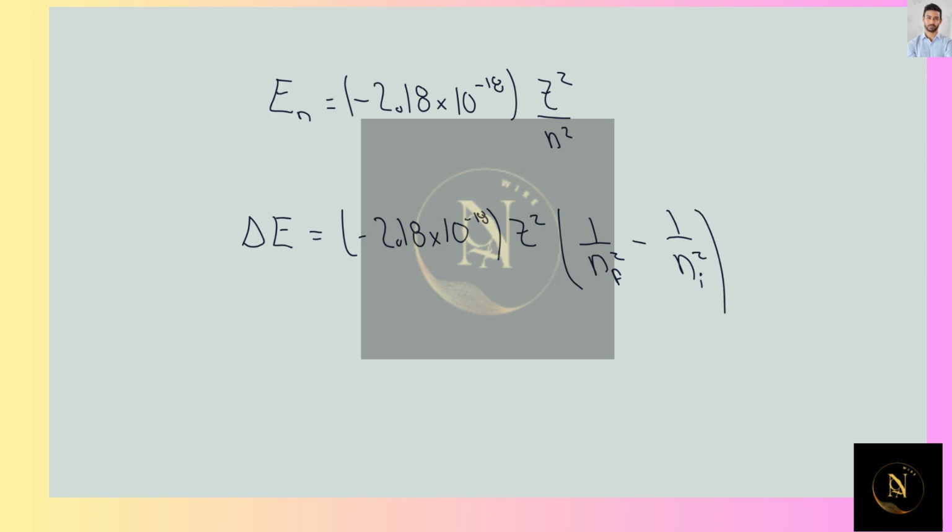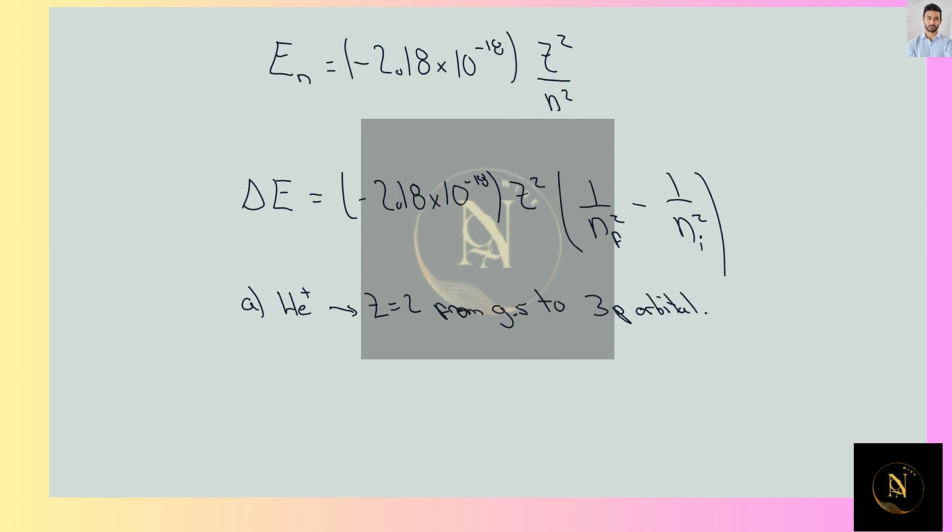So in your calculation for part A, we're told to calculate the energy required to excite helium plus, which has Z equal to 2, from the ground state to a 3p orbital. The ground state in the case of helium plus is going to be a 1s orbital. Its electron configuration would be 1s directly. So we want to go from 1 to 3, right?